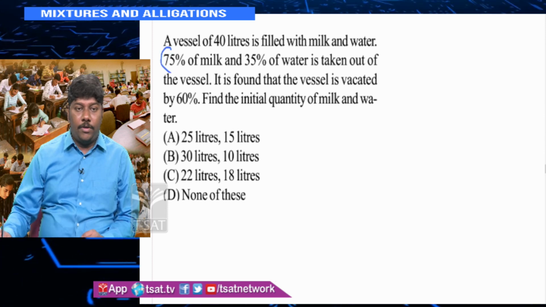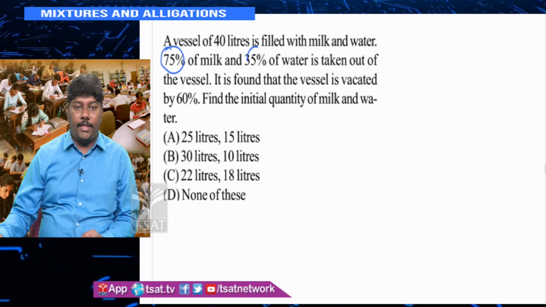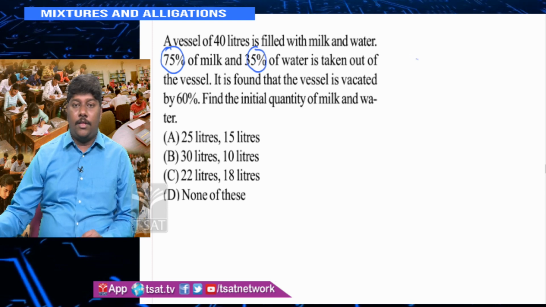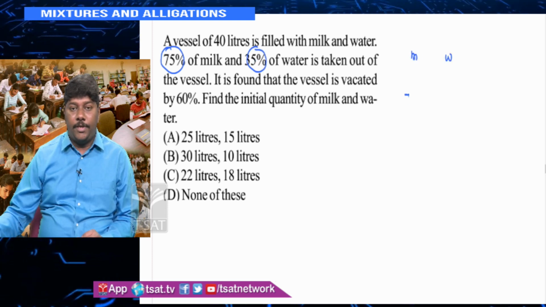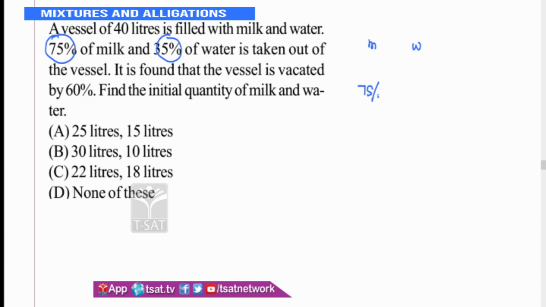See, if you take out 75% of milk and 35% of water, the vessel consists of both milk and water. Here N1 and N2 are the quantities of milk and water, A1 is 75% and A2 is 35%. You get 60% of the volume. Everything is based on weight, so it is not the concentration, it is weight here. A1 is 75%, A2 is 35%, your capital A is 60%.